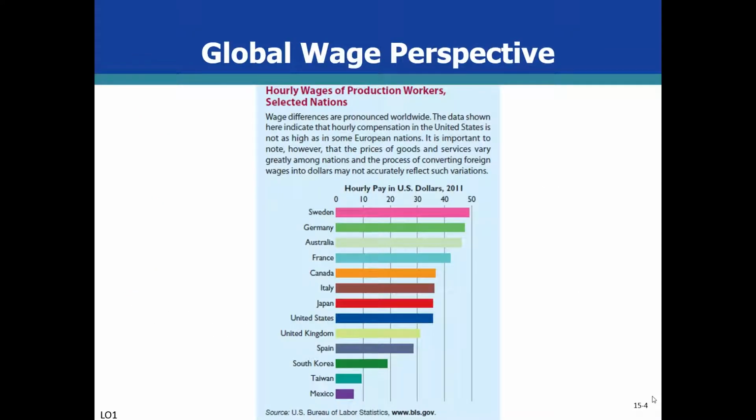Here is a graphic example of hourly wages of production workers for selected nations around the globe. The United States here is shown on the blue bar at about $34 an hour. Sweden and Germany are much higher at $45 an hour. A current comparison is available in the data folder in this module.